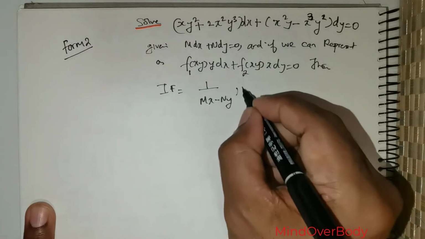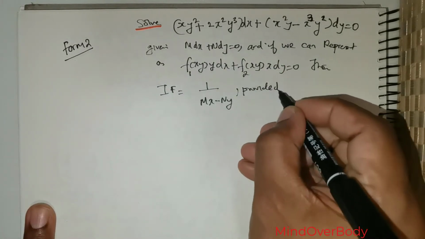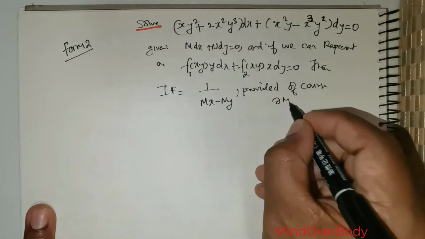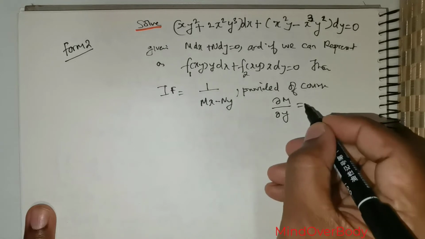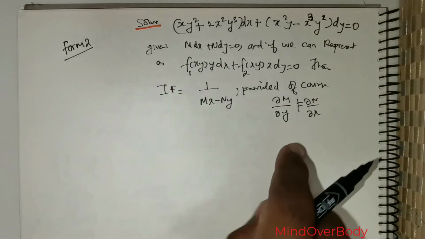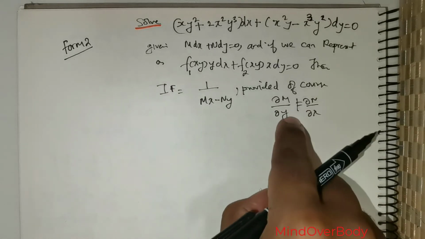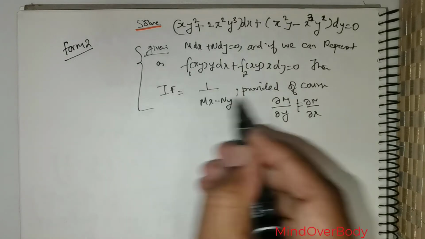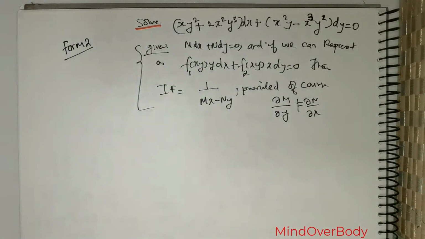Now it is imperative to understand that the condition has already failed here. Provided, of course, let me write that down, provided dou m over dou y is not equal to dou n over dou x. Because if this condition is valid, then there is no reason for us to apply this format.